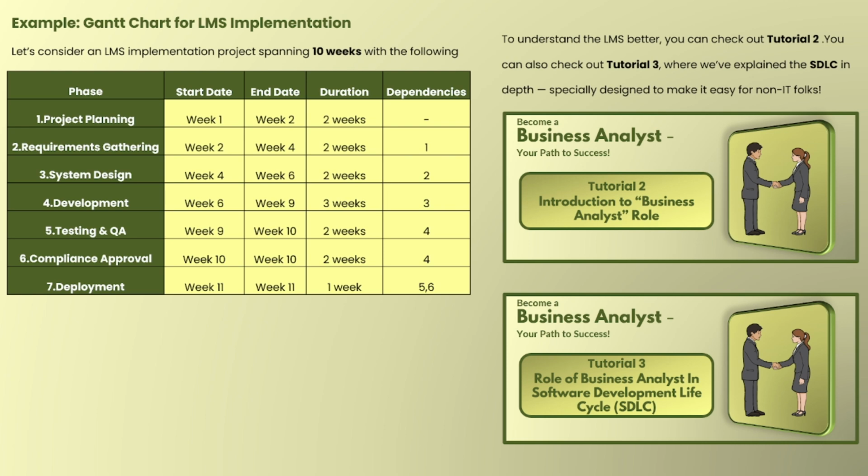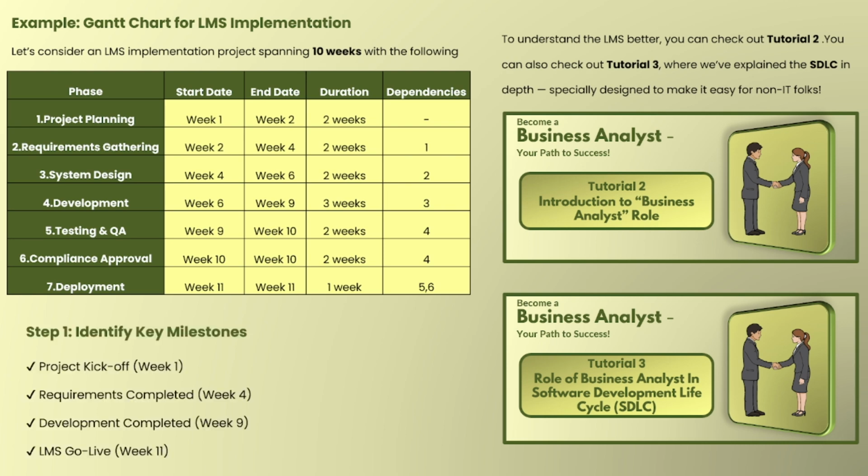And now let's create the Gantt chart for the loan management system. The very first step is to identify key milestones. Okay, we have identified the key milestones. In the first week, project kickoff will happen. Then by week 4, requirements should be completed. By week 9, development should be completed. And the loan management system should go live in the 11th week. So in this way we have identified all these things. Now let's visualize it graphically.